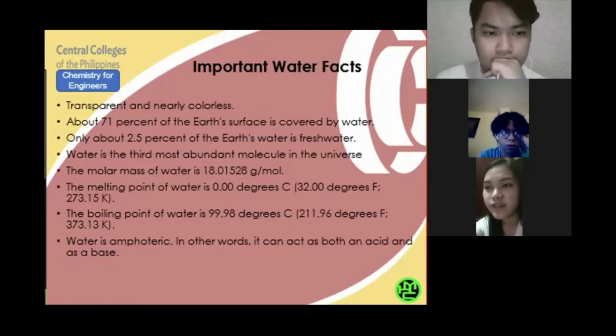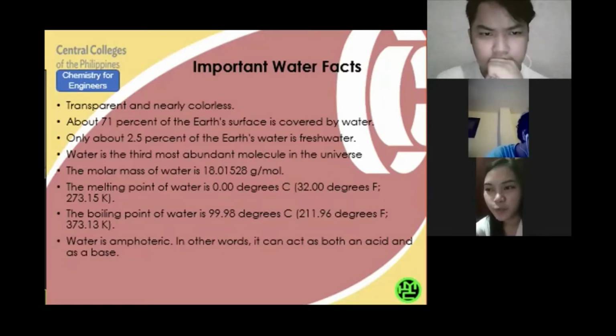Tapos, around 71% naman ng Earth's surface ay sakop ng tubig. At ang natitirang porsyento nito ay occupied naman ng 7 continental landmasses, which are Asia, Africa, North America, South America, Antarctica, Europe, at saka Australia. Tapos, idagdag niyo na rin na 2.5% lamang ng tubig ay fresh o sariwa sa buong mundo. Tapos, isa pa ay ang tubig ay pinakasagana na molecule sa buong daigdig.